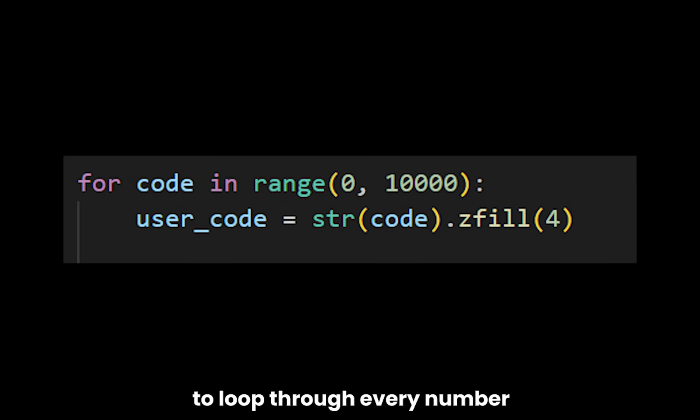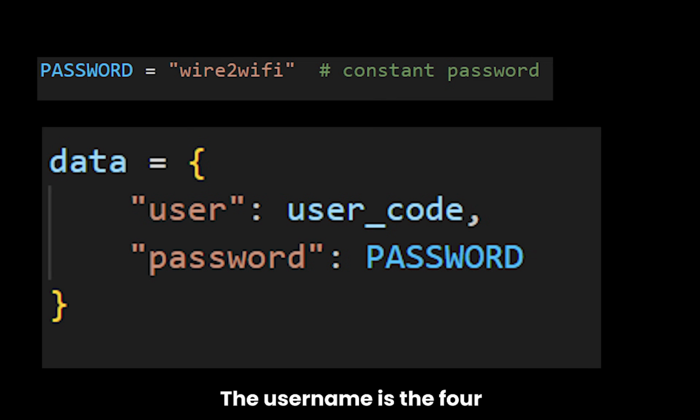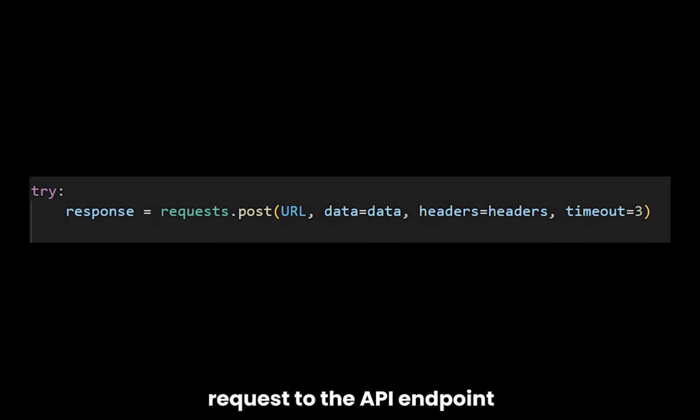First, I tell Python to loop through every number between 0 and 9999. For each number, I make sure it's formatted as a 4-digit string. So for example, if the number is 23, it gets padded into 0023. This is important because the server expects a full 4-digit username every time. Next, I define the request. The username is the 4-digit number, and the password is set to "wire to Wi-Fi," since that's the fixed password that the hotel uses. Then, I send this as a POST request to the API endpoint I described earlier.